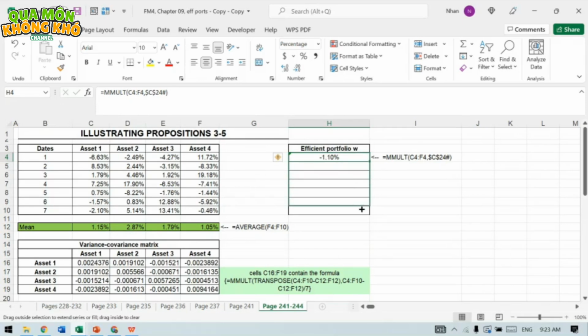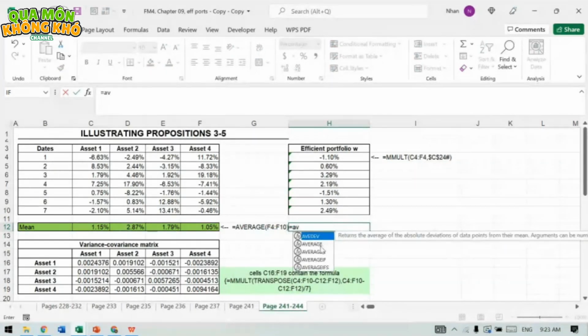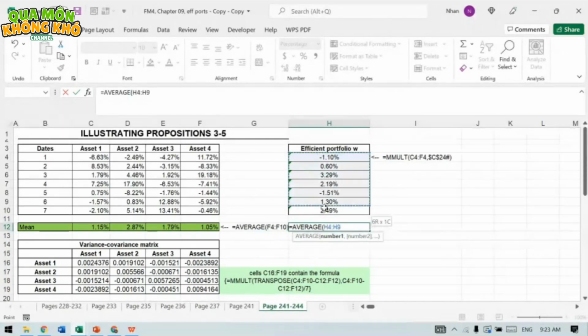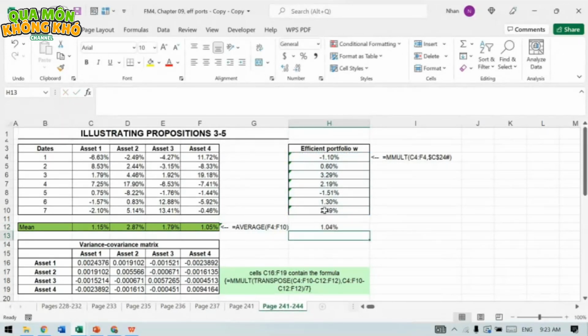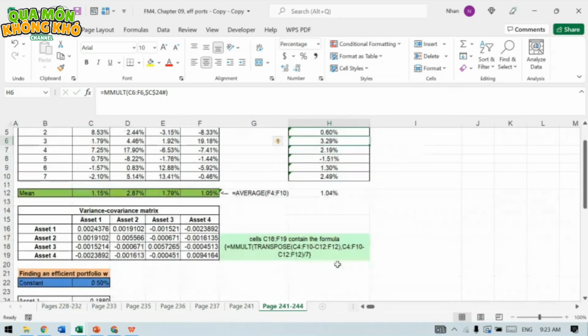And drag it over, and let's sum it. Sum. Oh, no, not sum, average. Wait. Let's see.